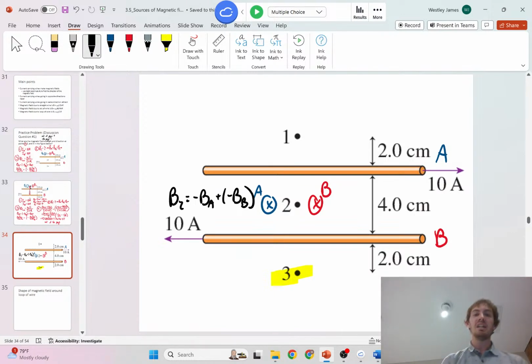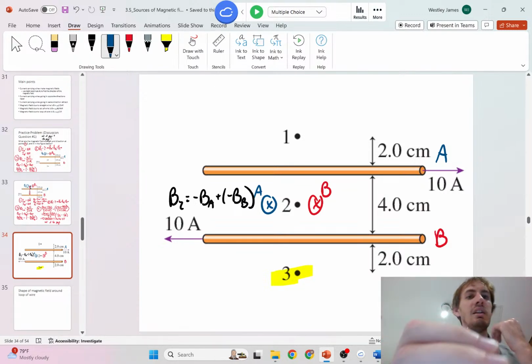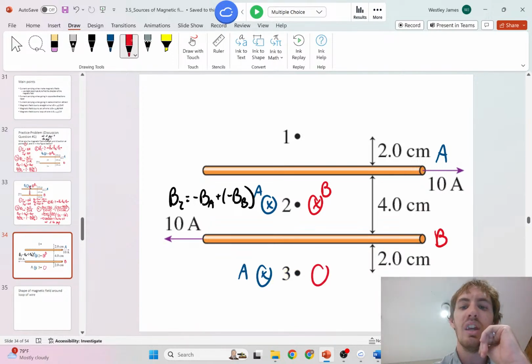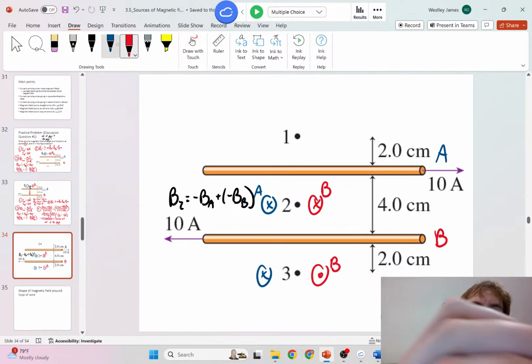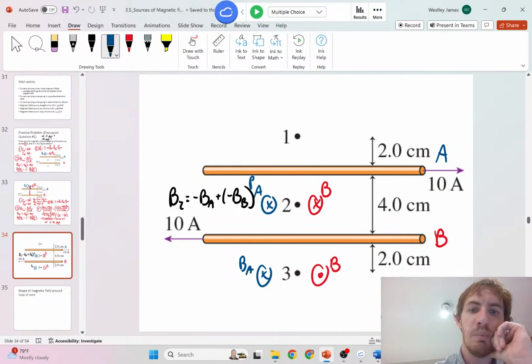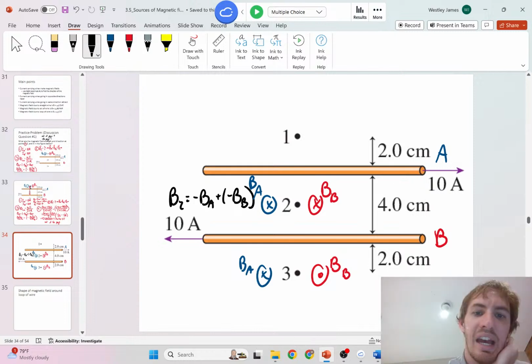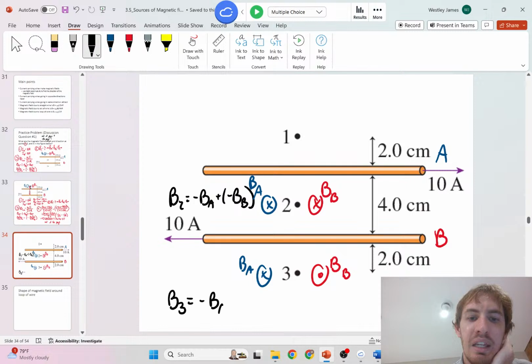When you do point 3, same thing. Current carrying wire points to the left. We kind of already did this. The magnetic field due to A, you're still below the wire, so it is still into the page. If you're below the wire, it's going to still be into the page. And this one will flip because we're flipping to the other side. So the magnetic field at point 3 equals negative B of A plus positive B of B.